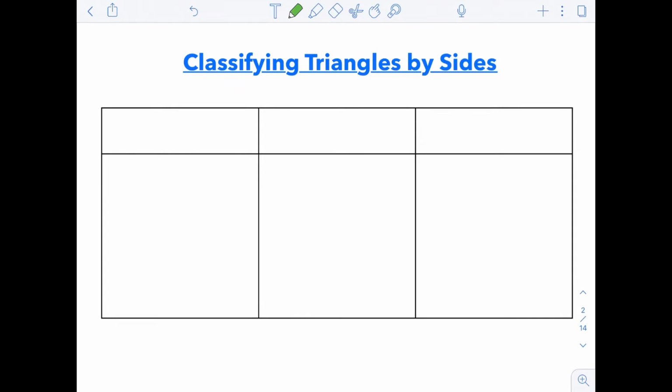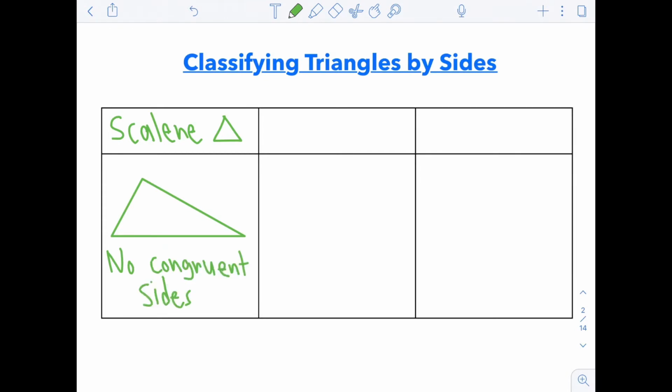First, let's start off with a scalene triangle. Scalene triangles have no congruent sides, kind of like this. As you can see, all the sides have a different length, so these have no congruent sides. Next we have isosceles triangles. Isosceles triangles look something like this, so that means they have at least two congruent sides.